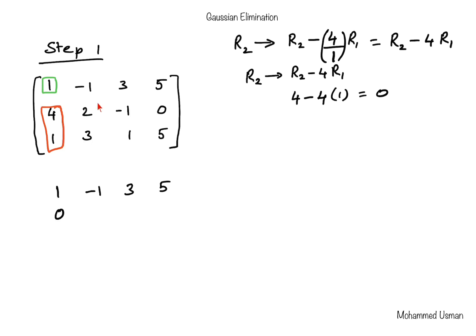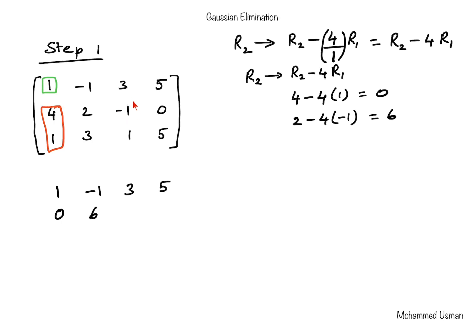For the second element of row 2, the number that is present here is 2. In place of R2, we are writing that 2 minus 4, and in place of R1, we write the corresponding number in R1, which is minus 1. So minus 4 into minus 1, that will become 2 plus 4, which is 6. So that becomes equal to 6. We'll write that 6 over here.